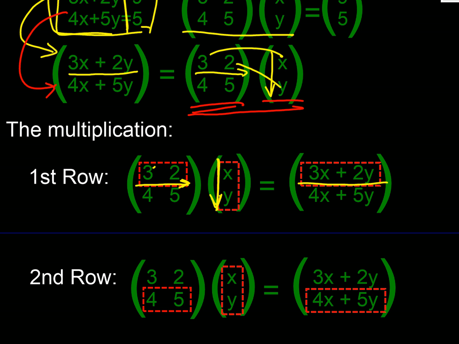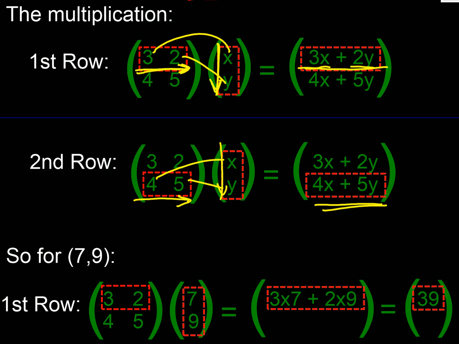So what am I going to do? I'm going to do 3 times x plus 2 times y, and then we add them together. So that gives me my top row. If I want the bottom row of my resultant vector on the right here, then I take my bottom row coefficients and I multiply them by my xy vector. So 4 times x, 5 times y, and I add them together. And that will give me my bottom row of my resultant vector.